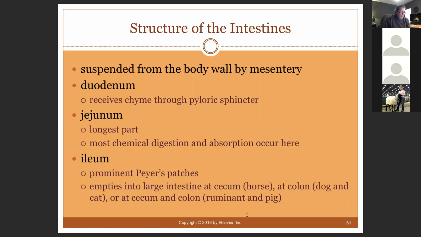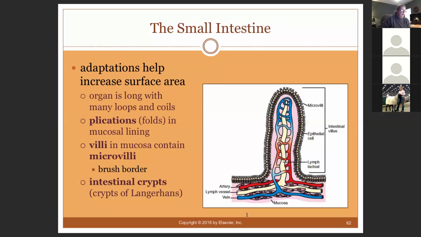Where does most chemical digestion occur in the small intestine? That is the jejunum. And what are plications and villi? So plications are folds. Sometimes if you look at pictures of the intestines, it looks like it's folded like an accordion. Well, you never want it to really be an accordion, that's a problem. But the folds are plications. It allows for an increase in surface area for absorption because those folds can stretch.